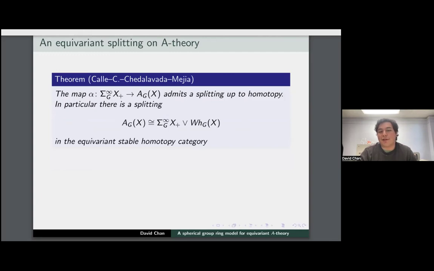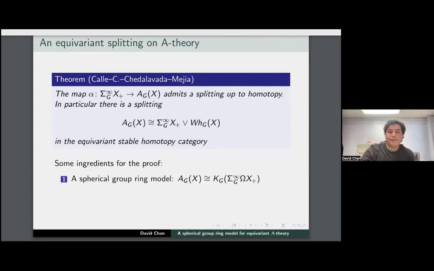In particular, AG of X splits into the product of suspension X and Whitehead X in the equivariant stable homotopy category. This is, of course, more or less expected because it's true in the non-equivariant setting, but proving it is a bit of a chore. And so let's talk about what goes into the proof.